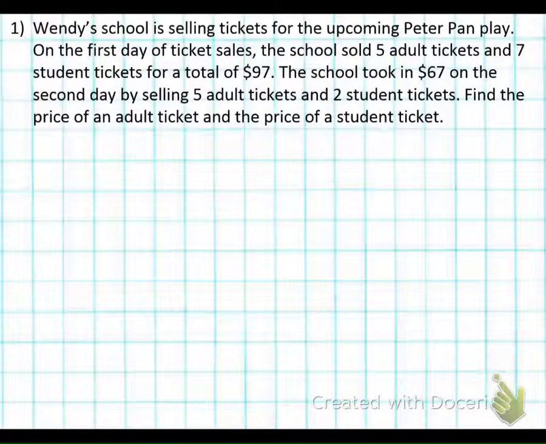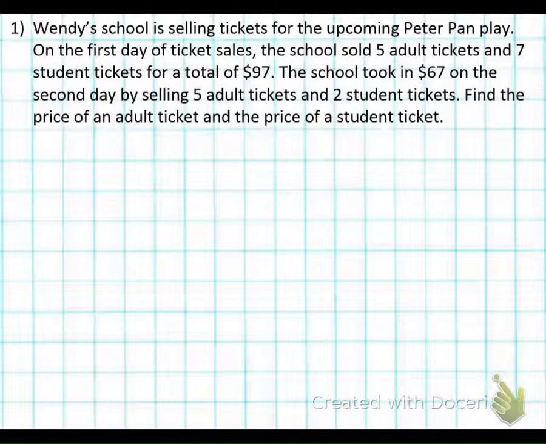Okay, here's our first example. So this says, Wendy's school is selling tickets for the upcoming Peter Pan play. On the first day of ticket sales, the school sold 5 adult tickets and 7 student tickets for a total of $97. The school took in $67 on the second day by selling 5 adult tickets and 2 student tickets. Find the price of an adult ticket and the price of a student ticket.